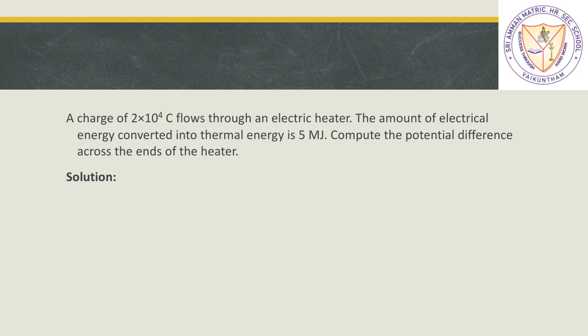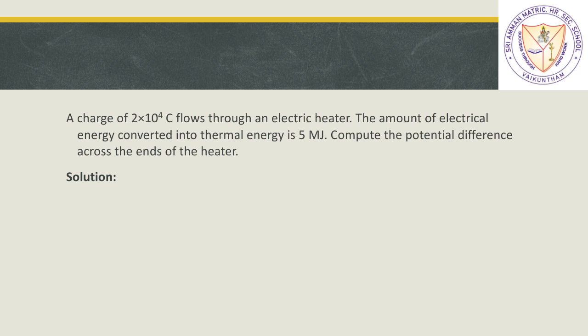So let us do a simple problem. A charge of 2 into 10 to the power 4 coulomb flows through an electric heater. So this much of charge is passing through an electric heater. The amount of electrical energy converted into thermal energy is 5 megajoules. Okay, M here is mega.